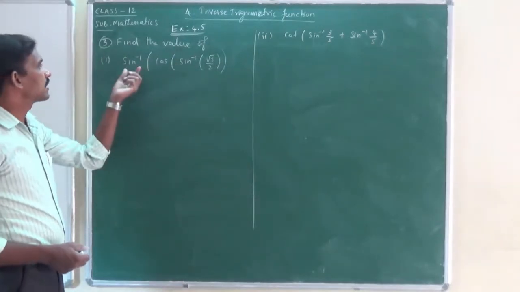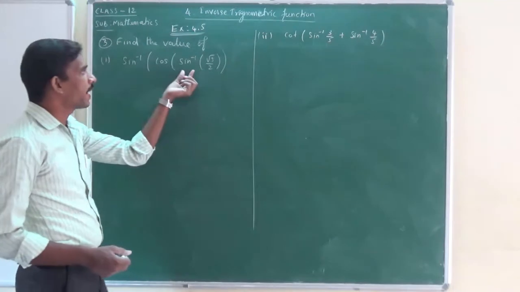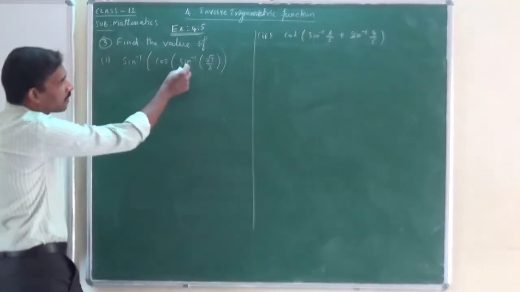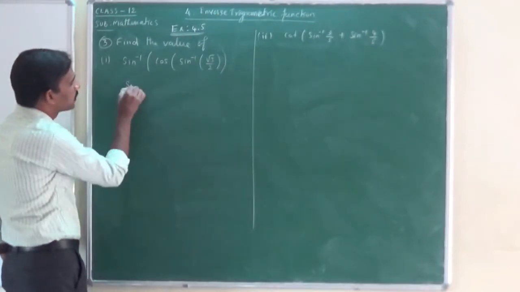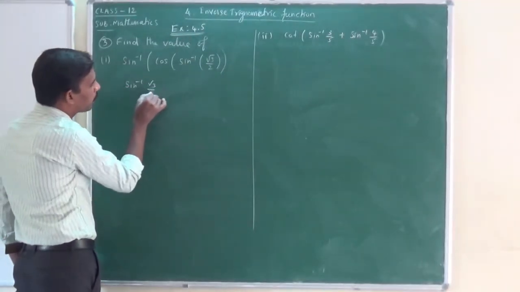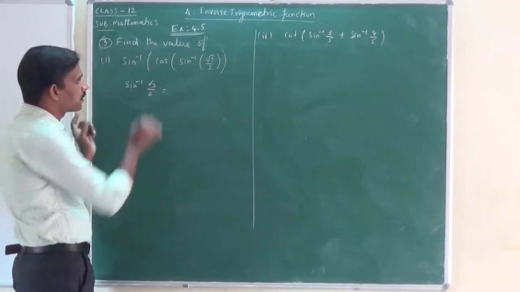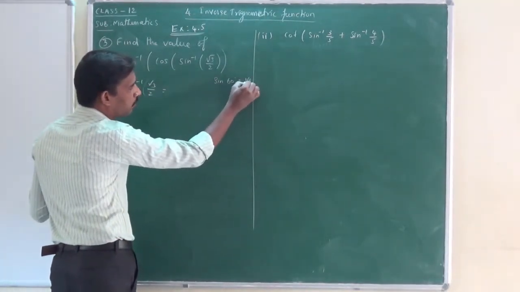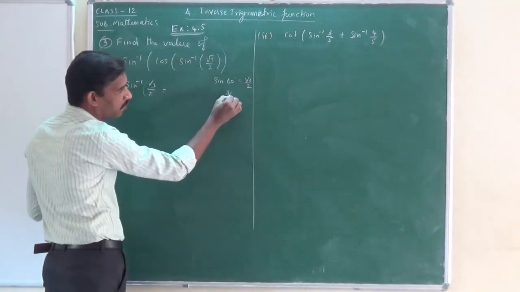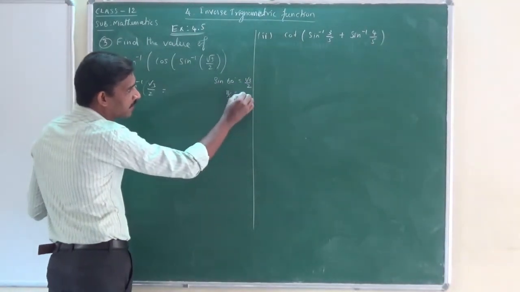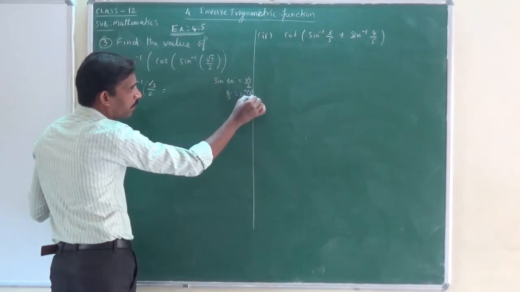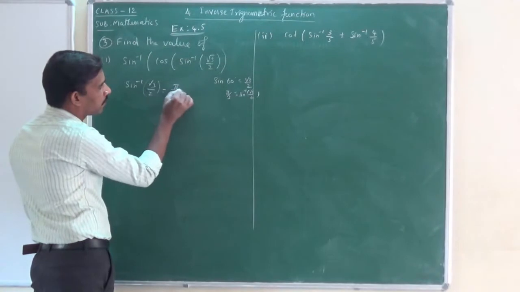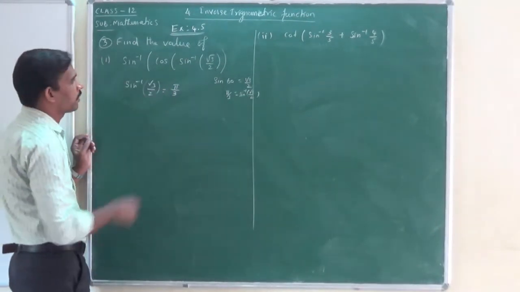Find the value of sin inverse of cos of sin inverse of root 3 by 2. Now we have to find first sin inverse of root 3 by 2. Sin inverse of root 3 by 2 is nothing but, we know very well, sin 60 degree. Sin 60 degree is equal to root 3 by 2. Sin 60 means nothing but pi by 3. This sin goes to that side, sin inverse of root 3 by 2.